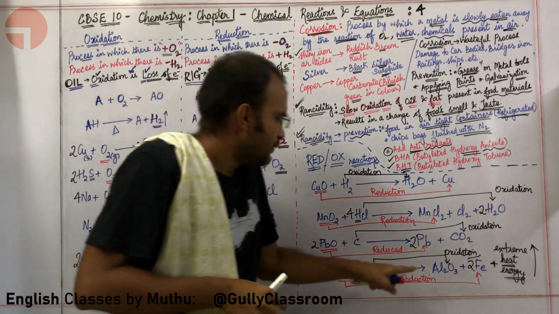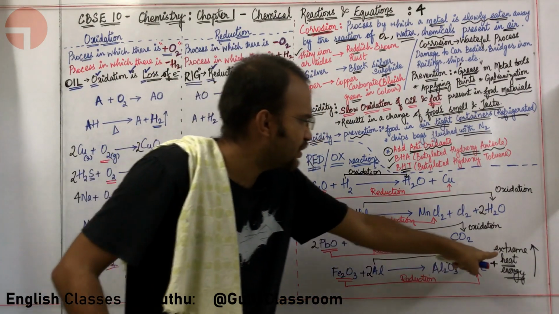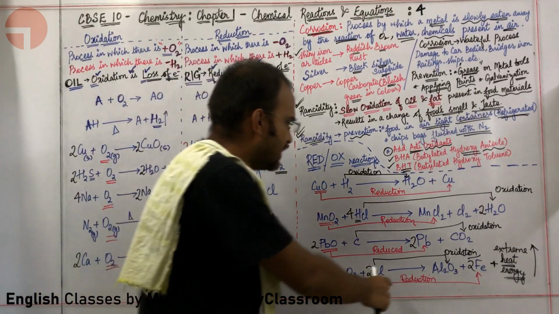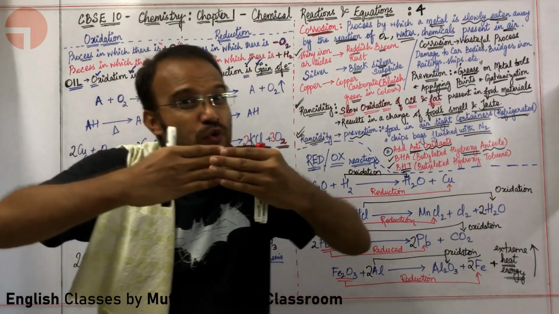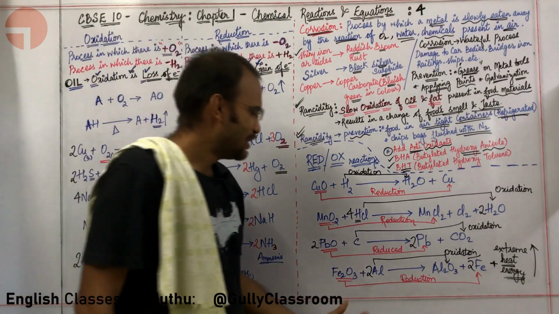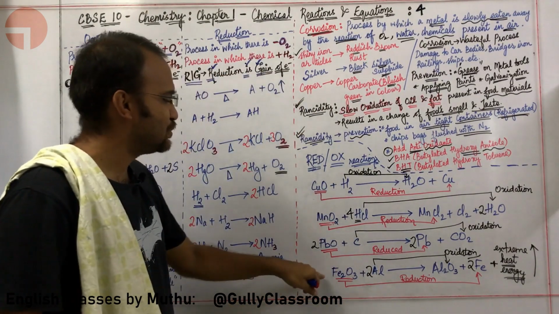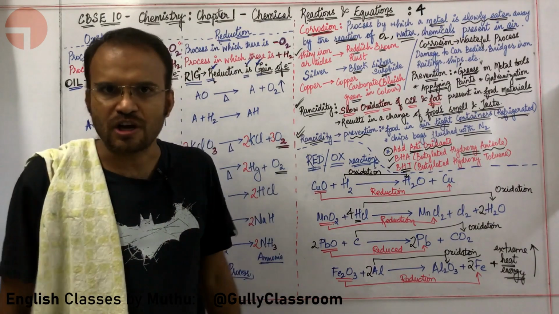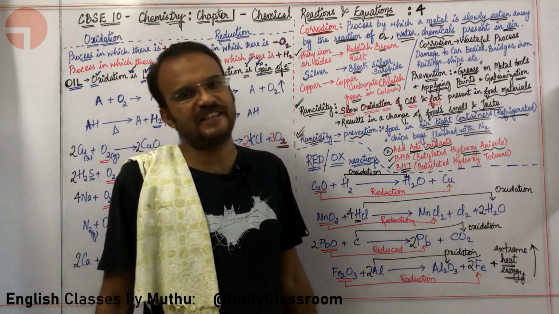Now what will happen? This reaction will start happening, giving an extreme amount of heat energy. And this heat energy will melt these compounds and fuse the track together. So this particular reaction is used for welding in places where normal welding is not possible. Let me give you another example.